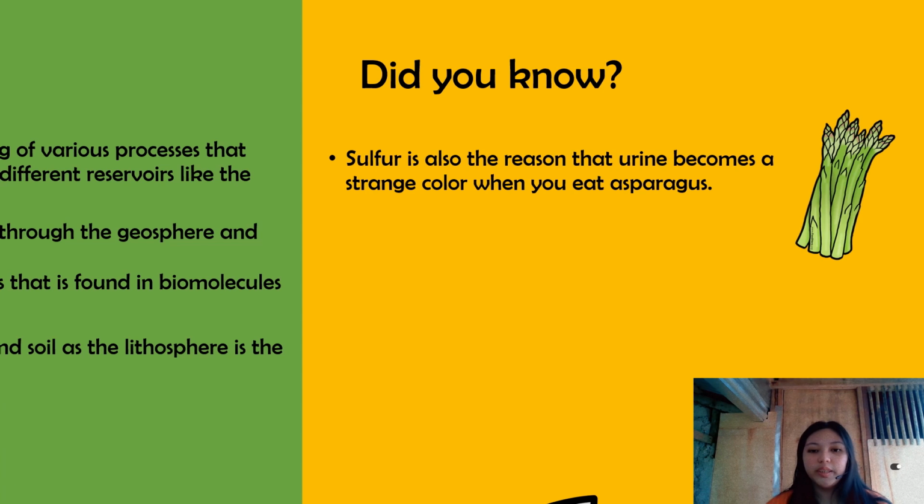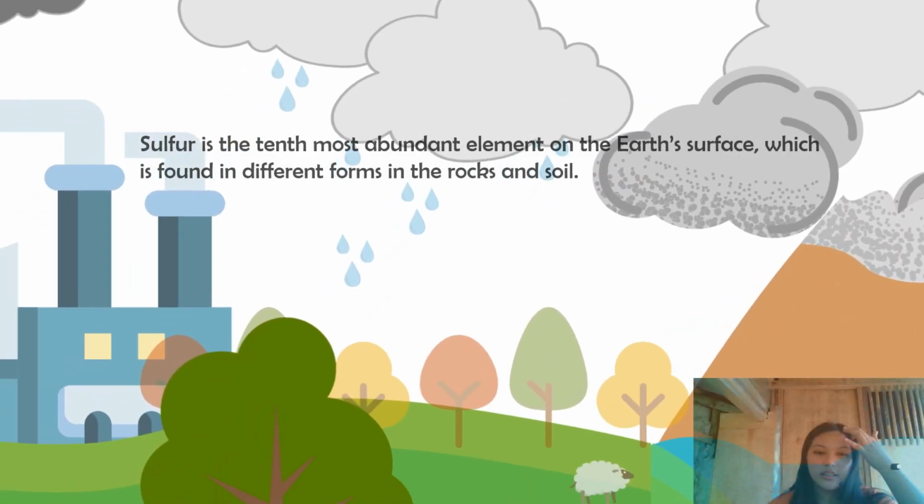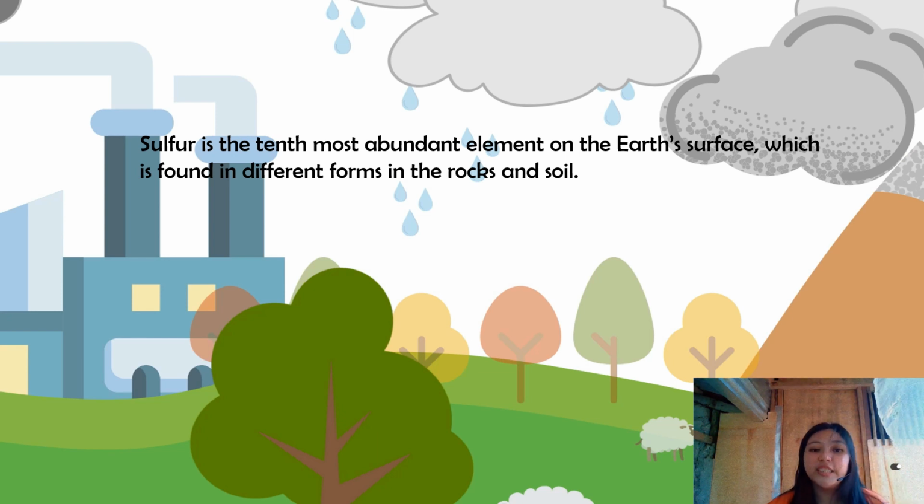Did you know that sulfur is also the reason that urine becomes a strange color when you eat asparagus? That one of Jupiter's moons looks pale yellow because there is so much sulfur on the surface? And last but not the least, sulfur is considered the 10th most abundant element on Earth's surface, which is found in different forms in the rocks and soil.